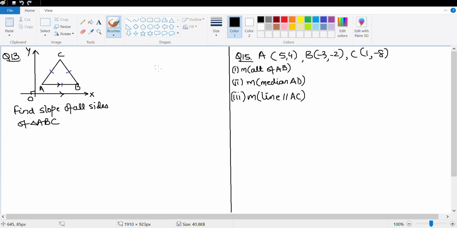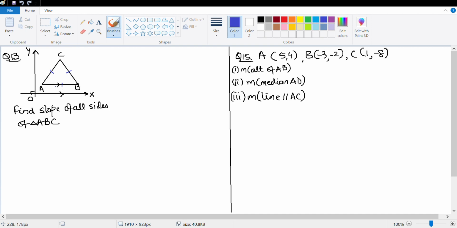Hi guys, let's look at the remaining questions of exercise 14b. Let's look at the next question. Question number 13. It says the side AB of an equilateral triangle ABC is parallel to the x-axis. Find the slope of all its sides. So we need to calculate the slope of all the sides.